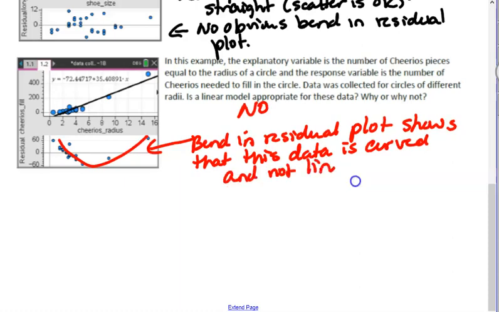So this is just why we check the residual plots and what the residual plots are telling you. You could also look and see on a residual plot which values were lower than predicted, which values were higher than predicted. Yeah.